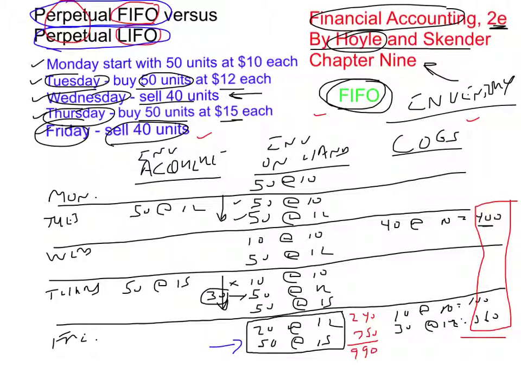So if we add up the 400, we add up the 100, and we add up the 360, then your cost of goods sold is $860. So if you can see how I got the 990 ending inventory and the 860 cost of goods sold, then you can do this, and this is perpetual FIFO.